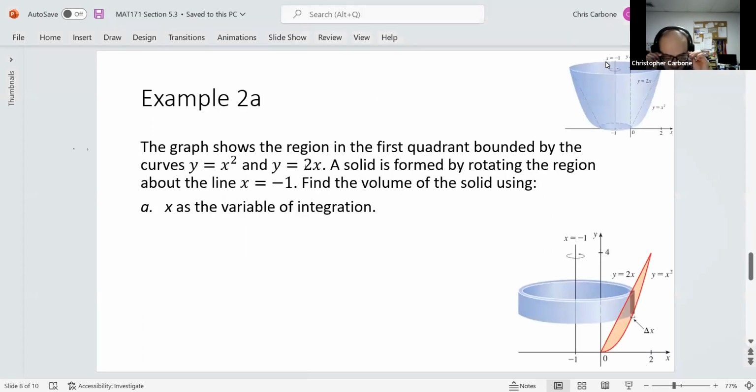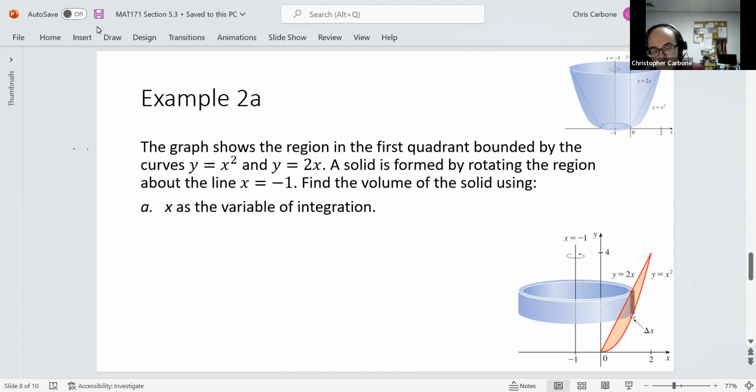So with that being said, here's an example. This graph shows the region in the first quadrant bounded by the curves y is equal to x squared and y is equal to 2x. A solid is formed by rotating the region around the line x is equal to -1. We first want to find the volume of this solid, this one up here. You can see that it's kind of a bowl shape.